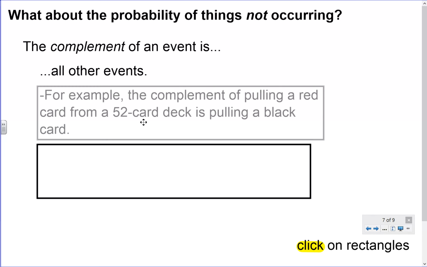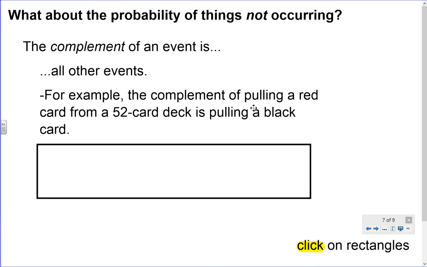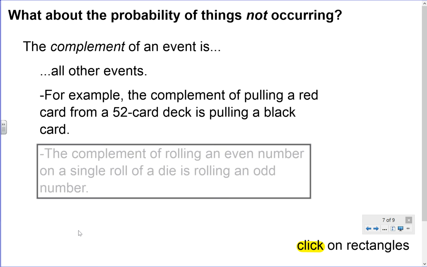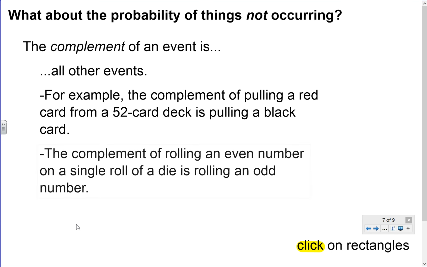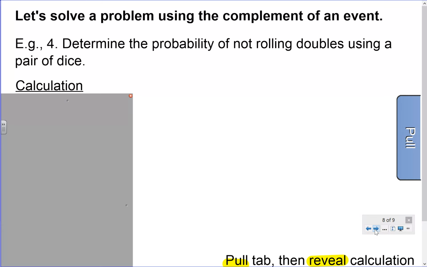So for example, the complement of pulling a red card would be pulling a black card, right? The complement of rolling an even number would be rolling an odd, and so on and so forth. So sometimes it just makes sense, or is much more helpful, to calculate what you're not looking for in order to find what you need. Now it might sound a little strange, but here's a quick example that shows how the complement can be useful.